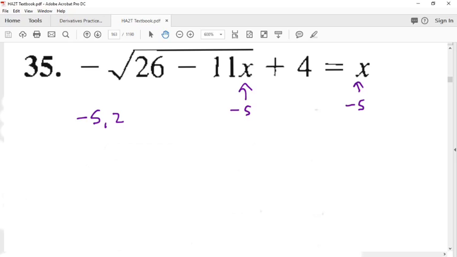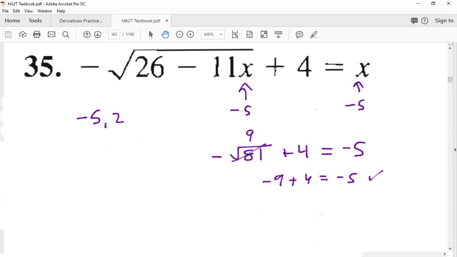So if I plug that in, does it work? What is negative 11 times negative 5? That's positive 55, right? Positive 55 plus 26 is 81. Yeah, I know how to add. So negative square root of 81 plus 4 equals negative 5. Is that true? This would be a 9, and because of the negative, it would be negative 9 plus 4 equals negative 5. Yes, that's true. It checks out.